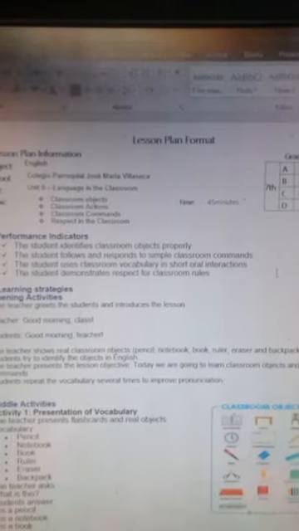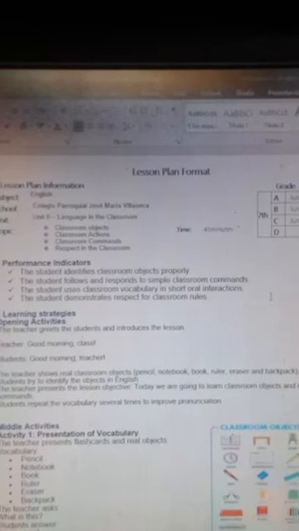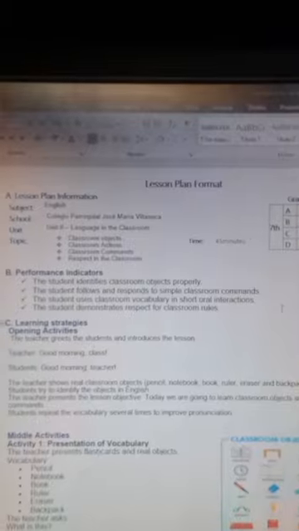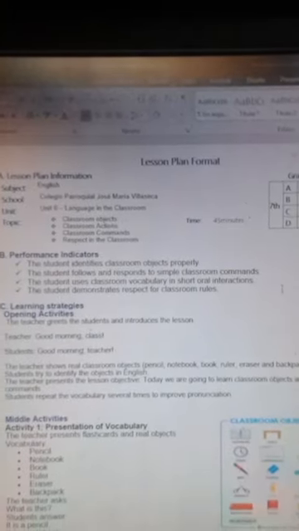Topic: classroom objects, classroom actions, classroom comments, respect in the classroom. Performance indicators: The students identify classroom objects properly. The student follows and responds to simple classroom commands. The student uses classroom vocabulary in short oral interactions. The student demonstrates respect for classroom rules.